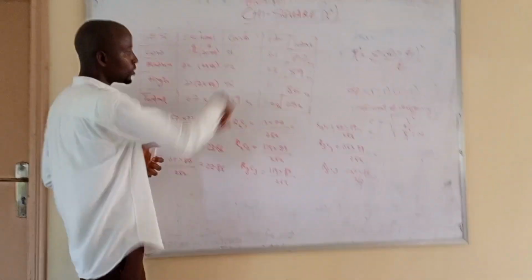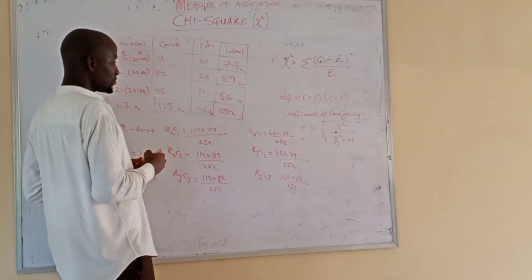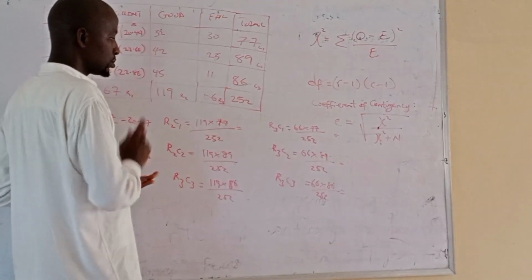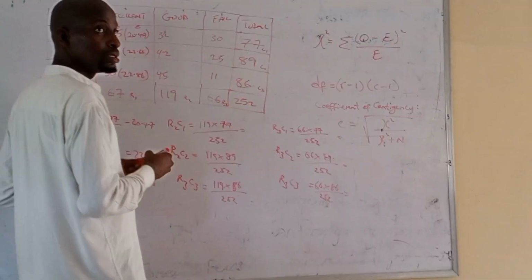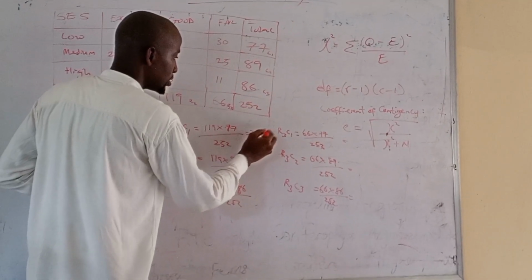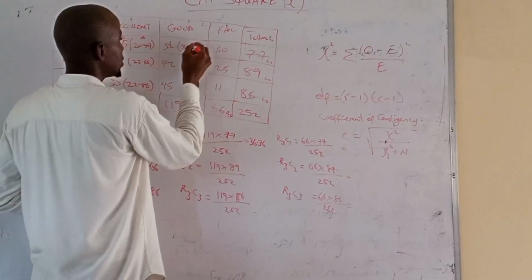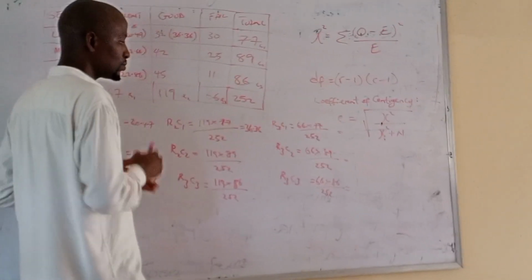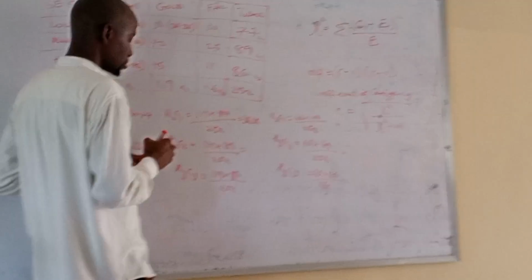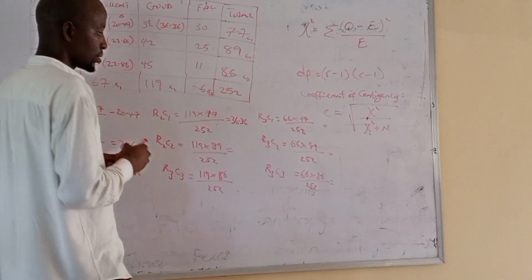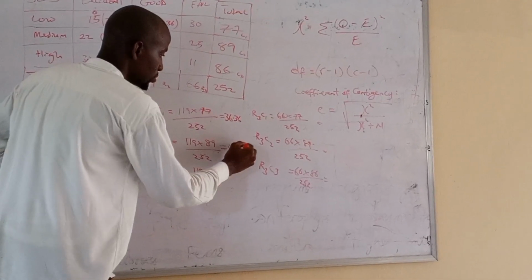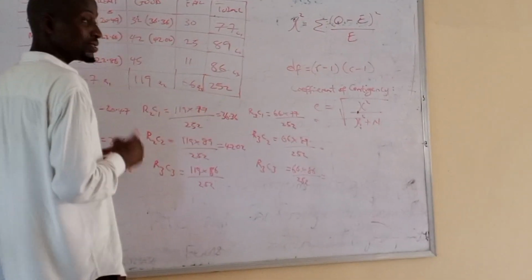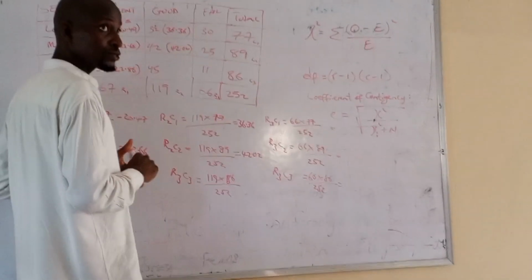So let's go to the second row. 119 times 77 divided by 252 is 36.36. 119 times 89 divided by 252 is 42.02. Then 119 times 86 divided by 252.